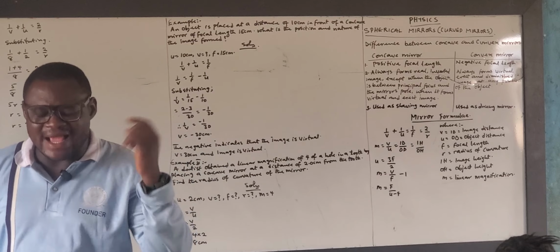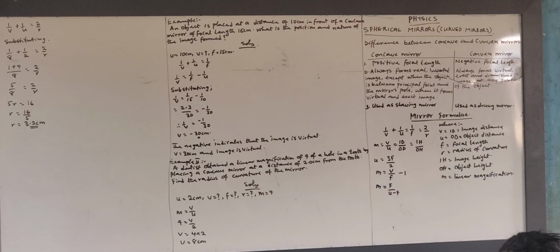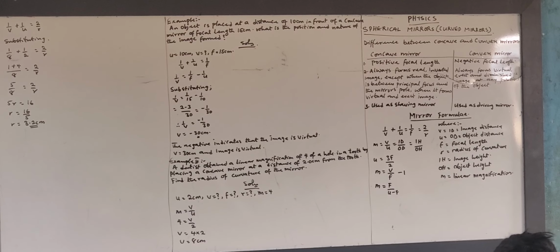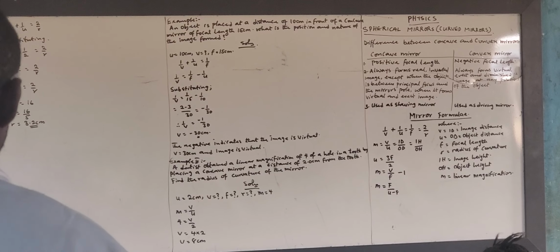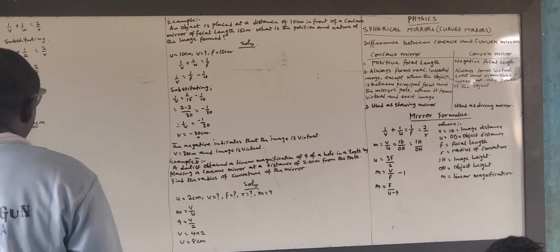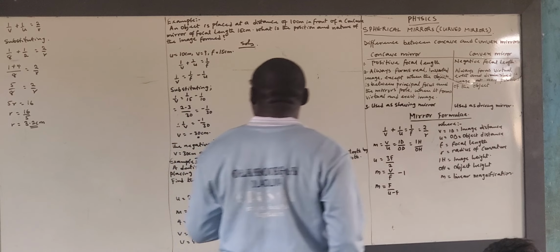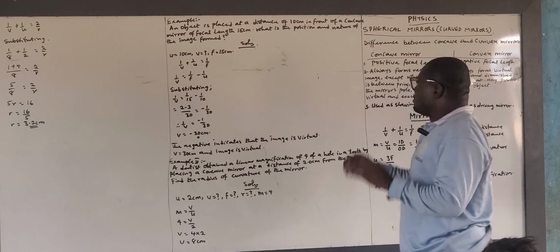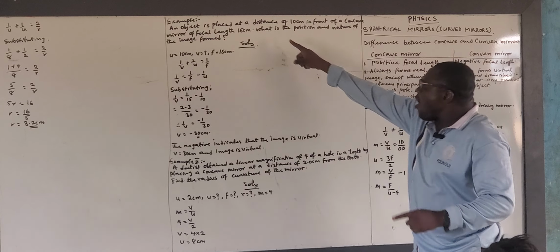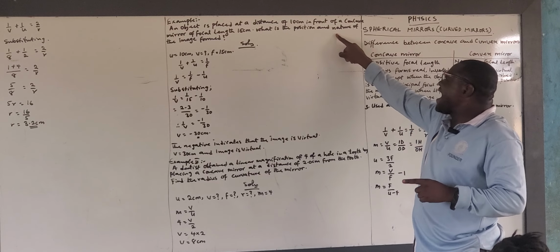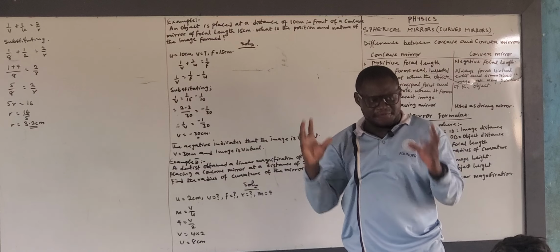Now, let us look at an example. This is one of the SSCE questions. They say: an object is placed at a distance of 10 centimeters in front of a concave mirror of focal length 15 centimeters. What is the position and nature of the image formed?